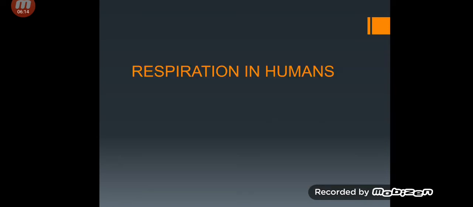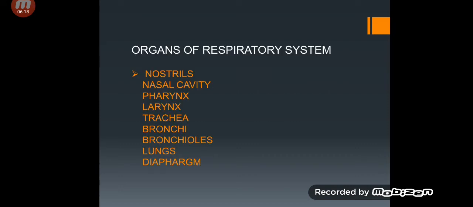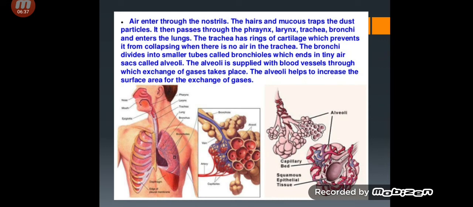Now, respiration in humans. Organs of the respiratory system: nostrils, nasal cavity, pharynx, larynx, trachea, bronchi, bronchioles, lungs, diaphragm. These are the organs of the respiratory system. Now, air enters through the nostrils. Students, this is a diagram of the human respiratory system.